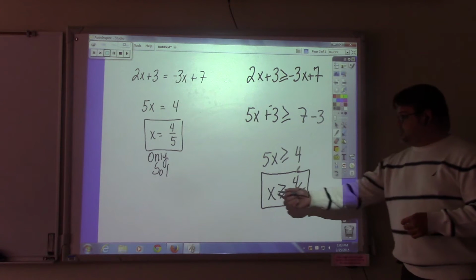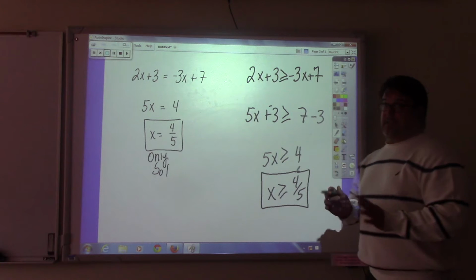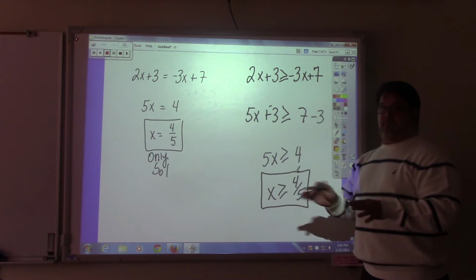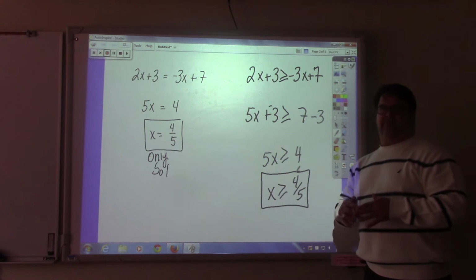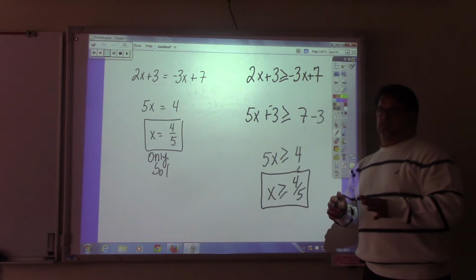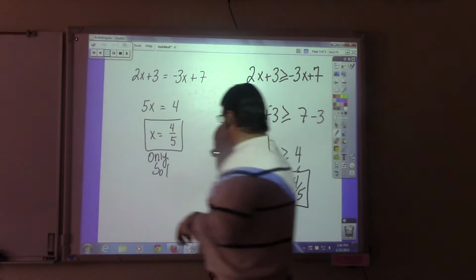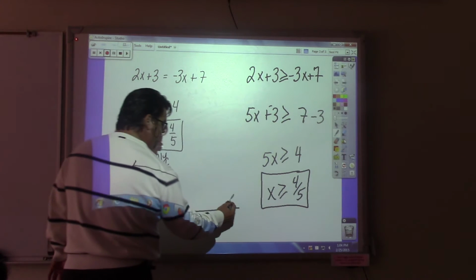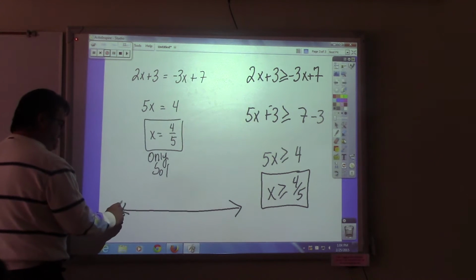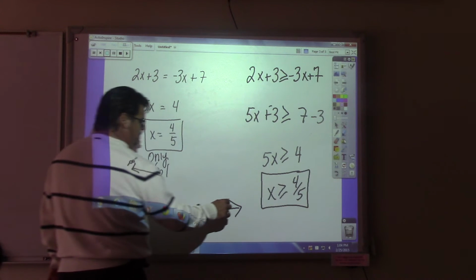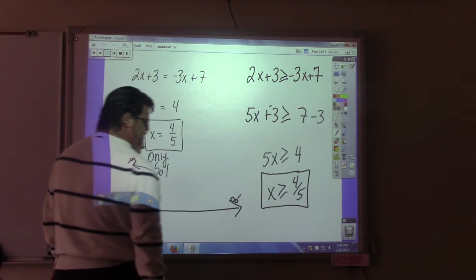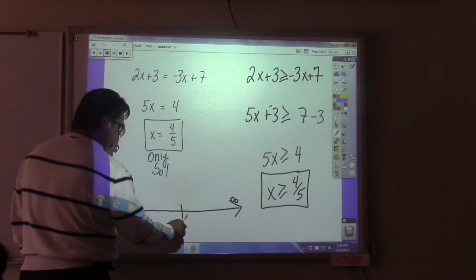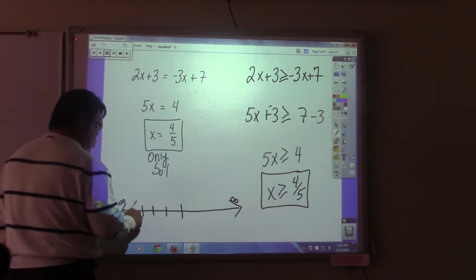So, if x is greater than or equal to 4/5, the first thing I tell students to do, if you've ever been kind of shaky about inequalities, always graph it first. Always. So, you go over here and you graph it. This arrowhead is called negative infinity. This arrowhead is called what? Positive infinity. It amazes me how many students don't know that. I guess it's not on some kind of test.